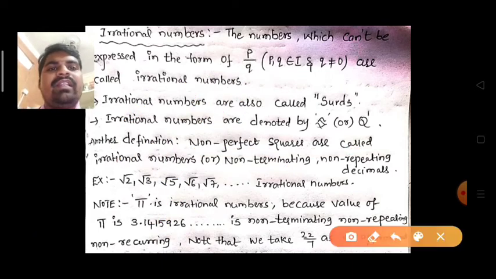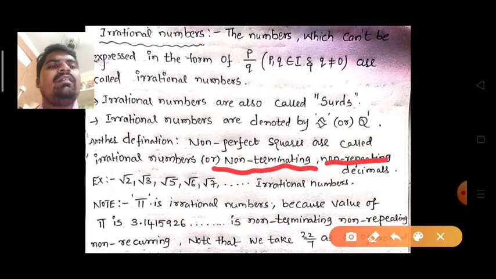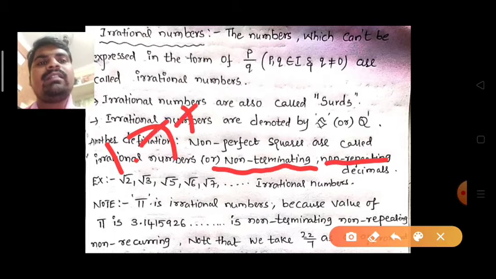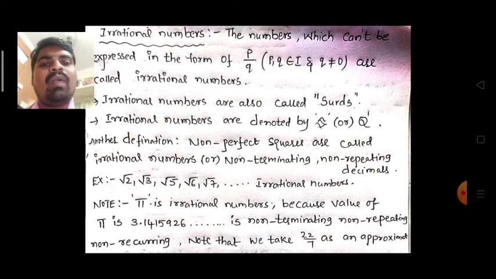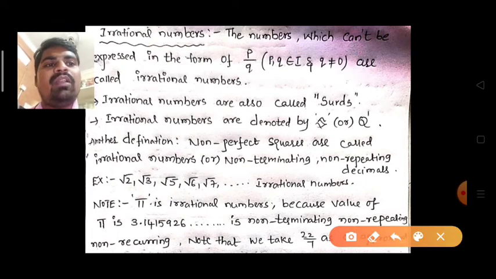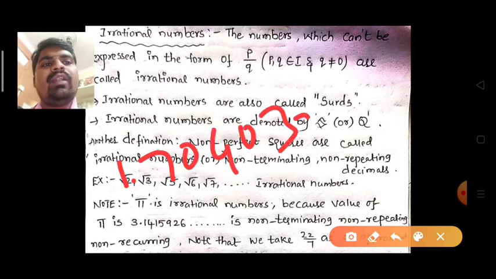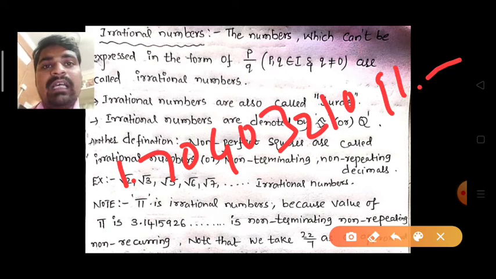And another definition: non-terminating and not repeating, or non-recurring. For example, already you observed yesterday 1.777, like that. This is a rational number only, because it is repeating. It is a bar number, so it is a rational number. But here the definition is non-terminating and not repeating. For example, 1.704032109, and so on. Here it does not end and does not repeat. These types of numbers are called irrational numbers.